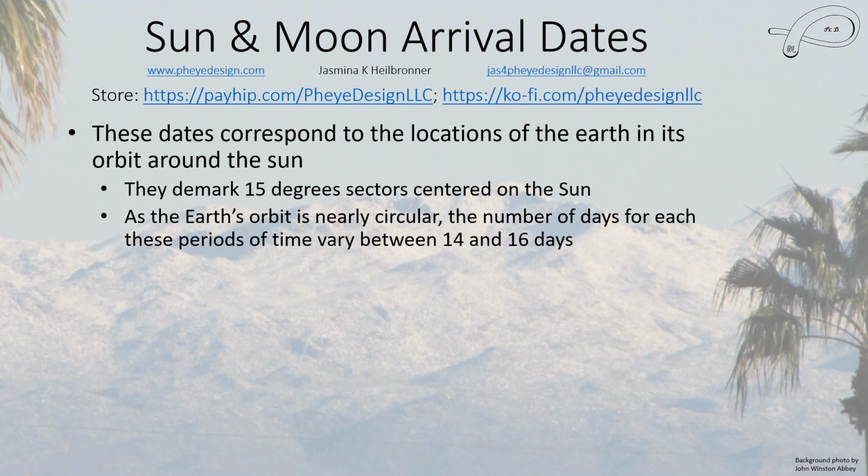Now, the Earth's orbit is very slightly elliptical, so it doesn't have a big difference between the perigee and the apogee points. That means the number of days varies only a few. So it's between 14 and 16 days throughout the whole year. So everybody has at least a 2-week period where they can do something.